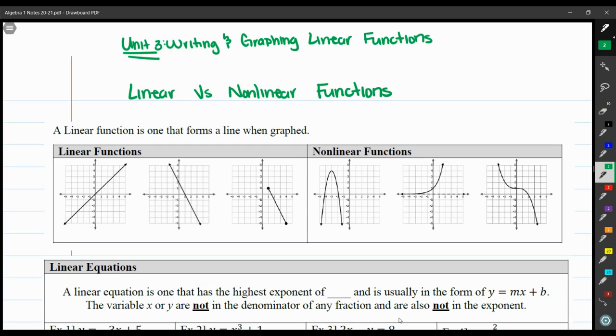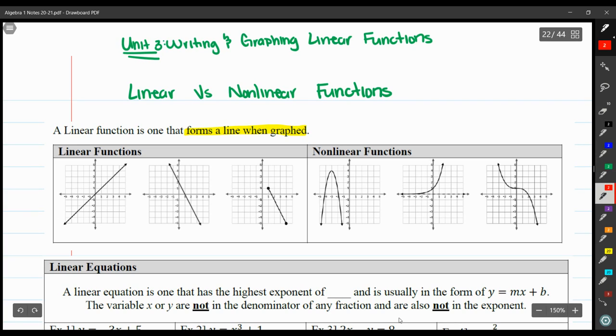Linear versus nonlinear functions. So we are in a new unit. We are in Unit 3, which is all about writing and graphing linear functions. Before we can talk about that, we need to decide what is linear and what is not linear. For graphs, a linear function is anything that forms a line when graphed, a single line.